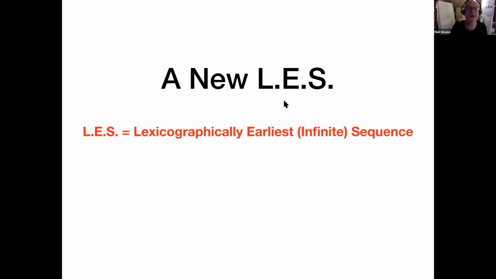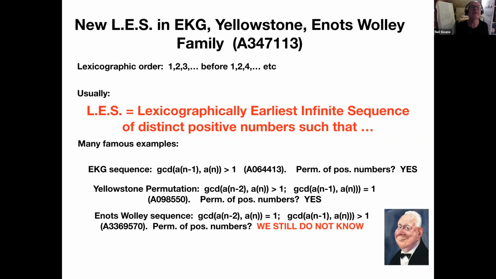All right. So the next topic is a new L.E.S sequence. L.E.S sequences are lexicographically earliest infinite sequences. And what do we mean by lexicographic ordering? Well, we arrange all the infinite sequences of integers in lexicographic order. So 1, 2, 3 comes before 1, 2, 4, and so on.